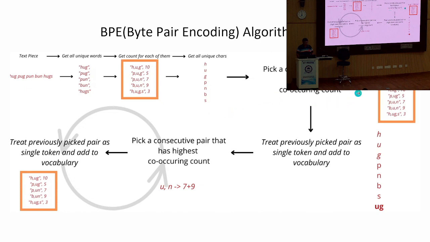Then we have to pick a consecutive pair that has the highest co-occurring count. Like from this statement, we can take UG. In hug, UG appears consecutively 10 times, in pug 5 times, in pun 0 times, in bun 0 times, in hugs 3 times. So overall they are occurring 18 times. Let's say for UN, can anyone tell me how many times UN occurs?